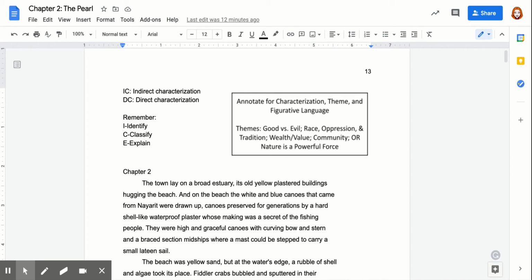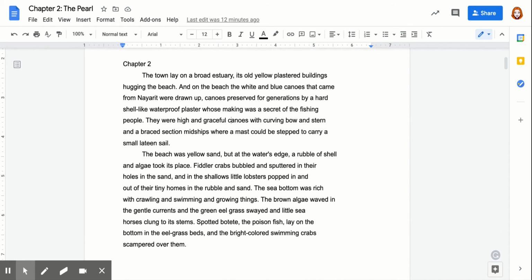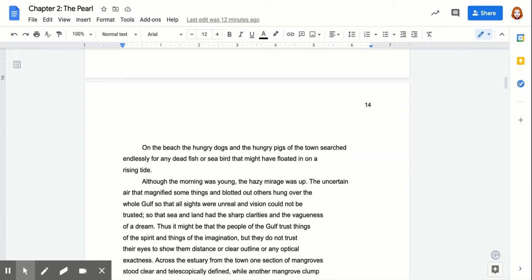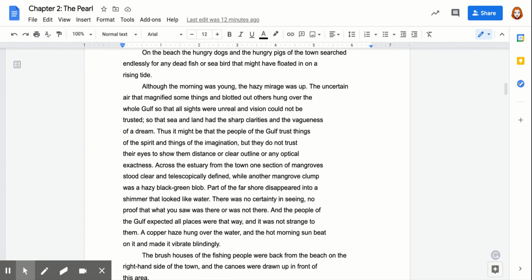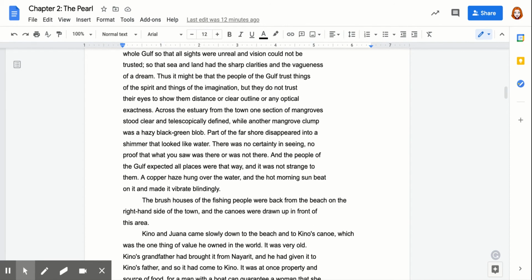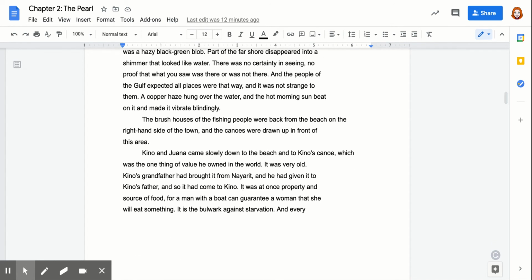So what I'm going to do is walk through again with characterization. I'm just going to read through the different paragraphs and figure out where there's some characterization and give you an example. Just because I know this already, the first couple paragraphs are all descriptive. So I'm going to go through the next couple things. This is all about his people. Here we go. So we have Kino and Juana.